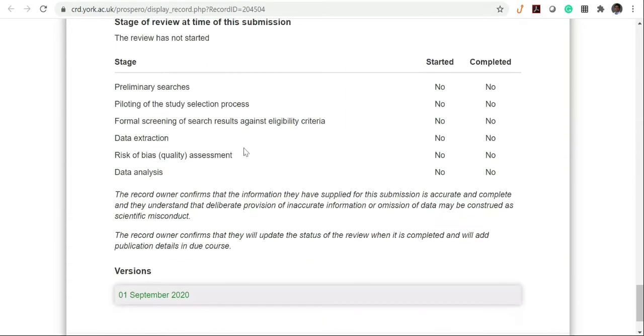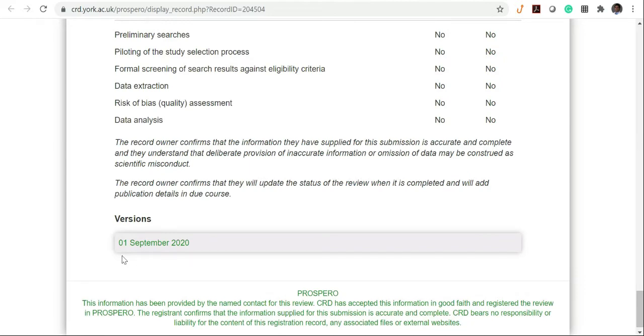And as we can see, in our study, we are still at the start stage, so we haven't done the preliminary research, we haven't done any of these stages. As we go through the study, I hope to walk students through what we will do in each of these stages. And our one was initially published on the 1st of September.